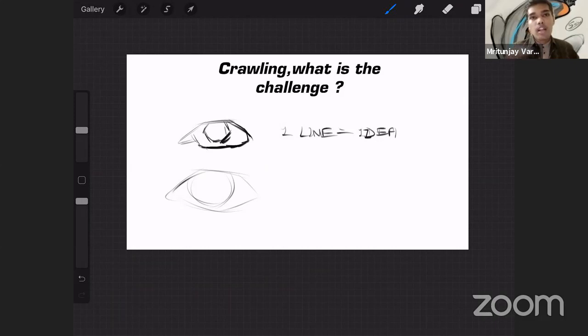You're not having confidence with it, and you don't know what you're doing, what you're making. And it's not clear to the viewer. Imagine the amount of effort you're putting in there. You're kind of sweating, thinking, I have to get it right, I have to get it right, and it's still not clear to the viewer itself. So that is what the crawling is, and what the challenge is.